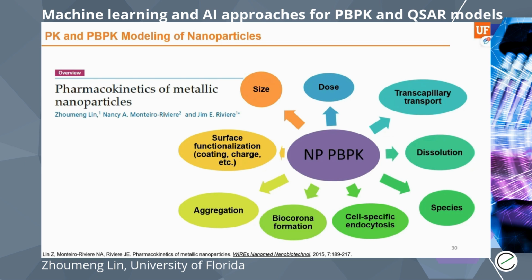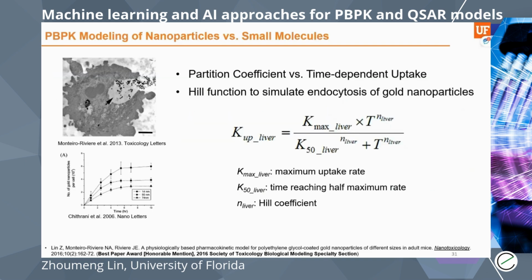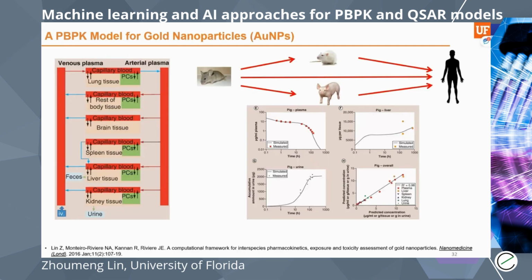We found that the PK properties of nanoparticles are quite different compared to small molecules, because when we build PBPK models for nanoparticles, we have to consider many other factors like biocorona formation, cell-specific endocytosis, dissolution, aggregation, etc. So it's more complex. At that time, we tried many different methods, and we finally found a multiplier Hill function can simulate endocytosis of gold nanoparticles. And by using this method, we were able to build the first PBPK model for gold nanoparticles in mice.